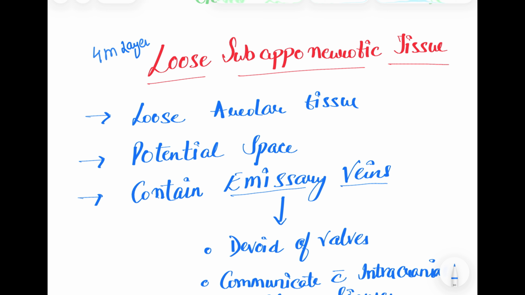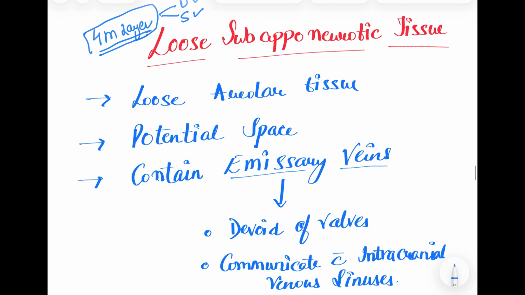This layer is very important, as many clinical questions arise from this layer. This layer is also called the dangerous layer. This layer is also called the safety layer. So we'll see why we have two different names for this layer. So first of all, what is this layer? It is a loose areolar layer.